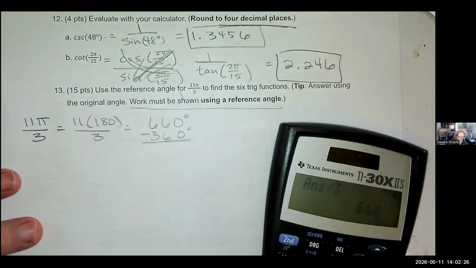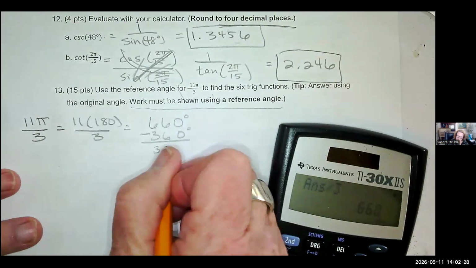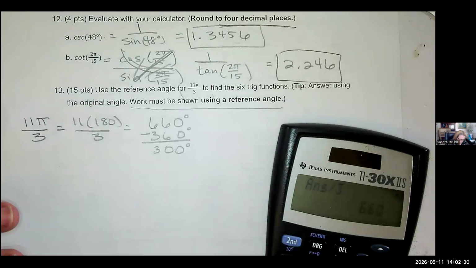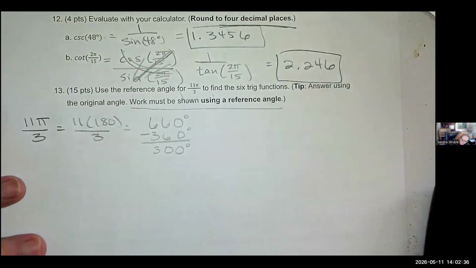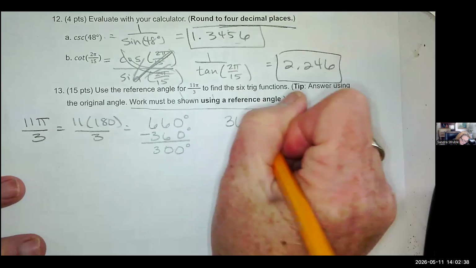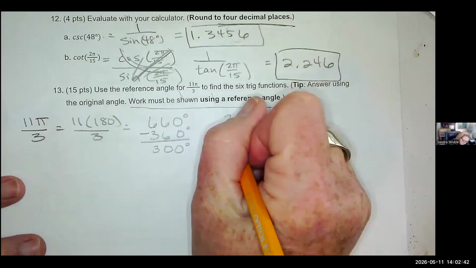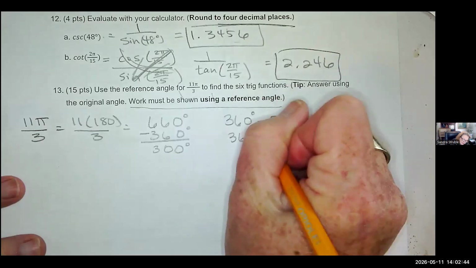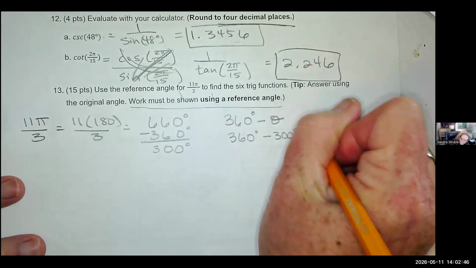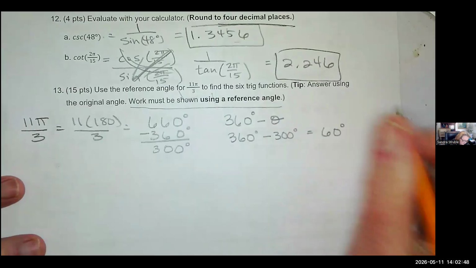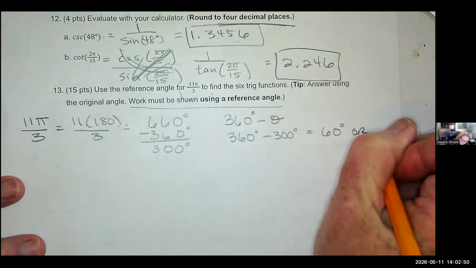All right, what quadrant is this? This is in quadrant 4. So in quadrant 4, how do you find your reference angle? With degrees, it is 360 minus theta. 360 degrees minus theta. And this is 360 degrees minus 300 degrees. So our reference angle is 60 degrees. Or if you're using radians, which is totally fine, it's pi over 3.